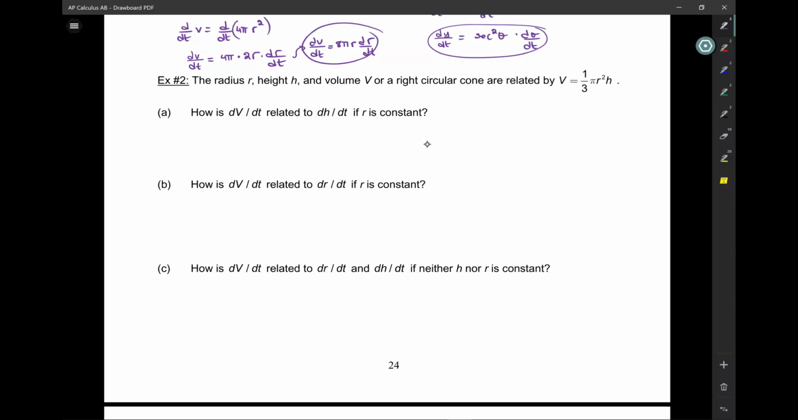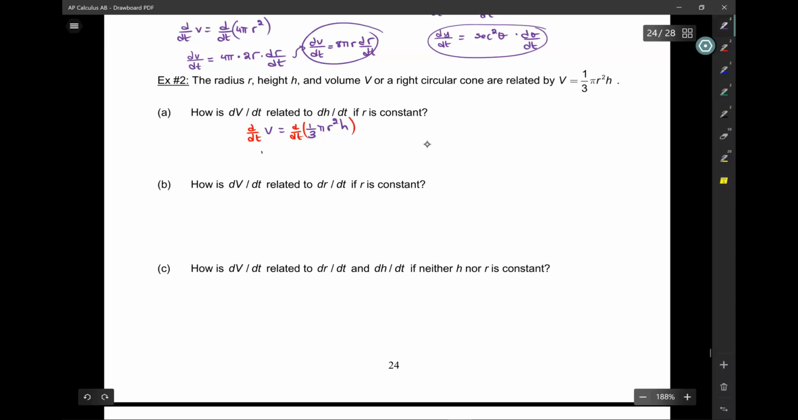The radius r, height h, and volume V of a right circular cone are related by V equals 1/3 pi r squared h. It's 1/3 of a cylinder. How is dV/dt related to dh/dt if r is a constant? Okay, so if I have V and I want dV/dt, that tells me take the derivative of V. So what I have here is V equal to 1/3 pi r squared h. What I'm going to do is take d/dt of both sides of this.